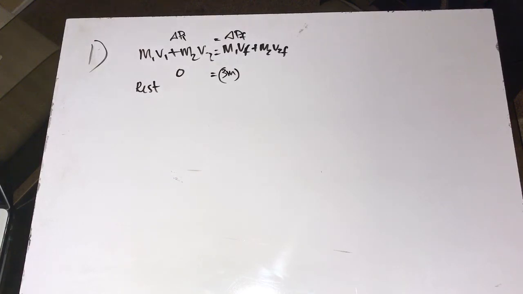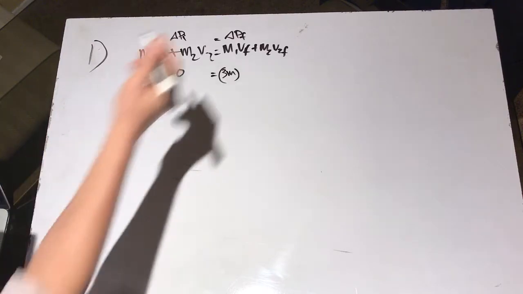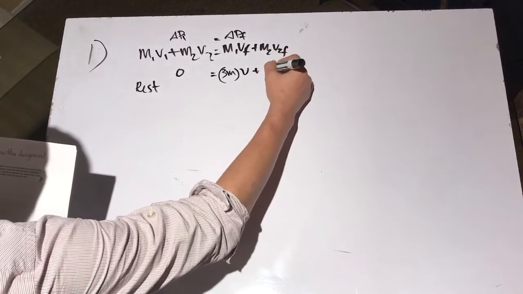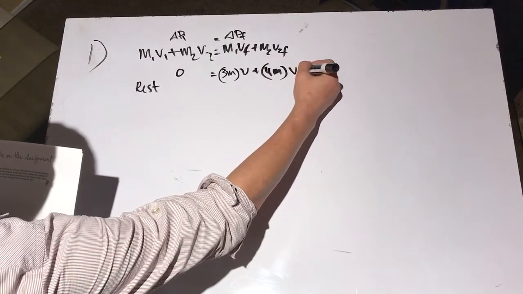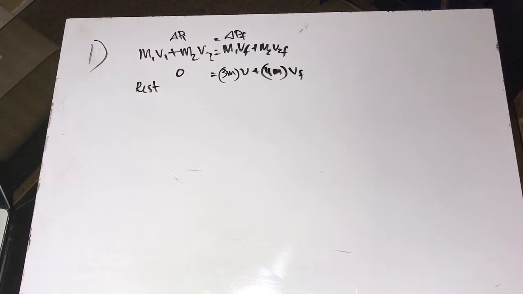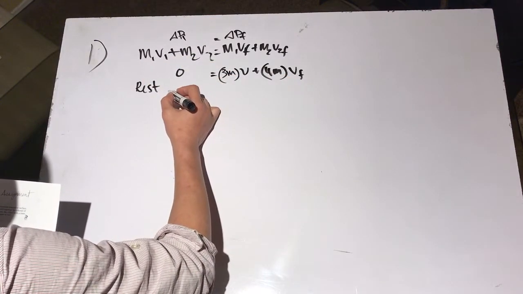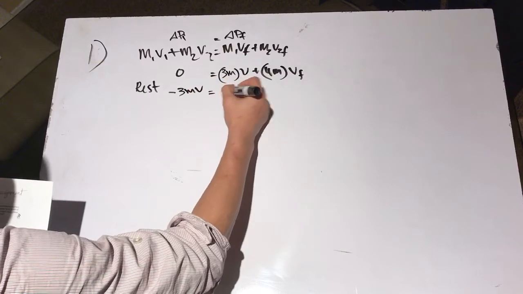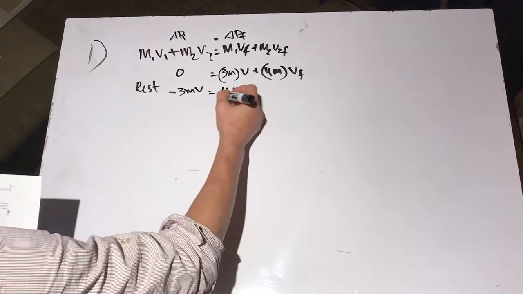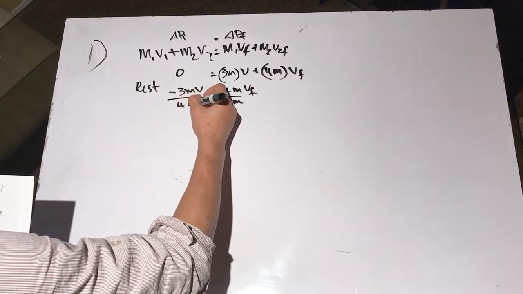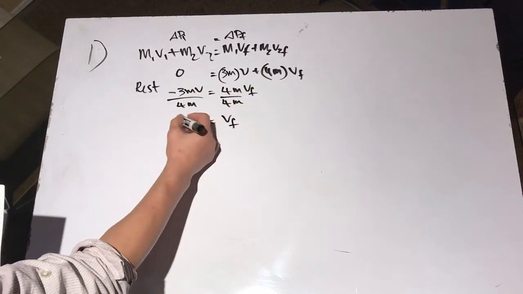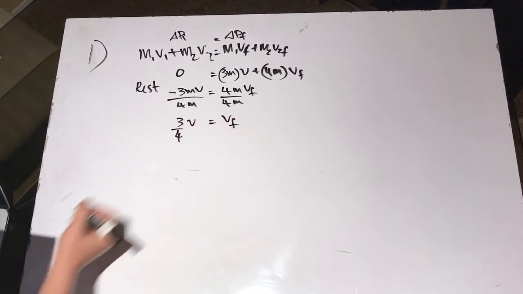of m1. So look at the question. It says after the thread is cut, the spring is released. The object with a mass of 3m has a speed of v, plus this is 4m, and we're looking for this one. So basically we're trying to rearrange the equation to solve for Vf. So what I would do is change that to 3mv is equal to 4m Vf, and now I isolate this one by itself. So Vf is equal to 3/4 V.